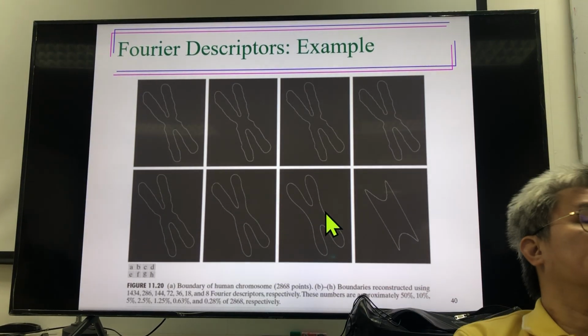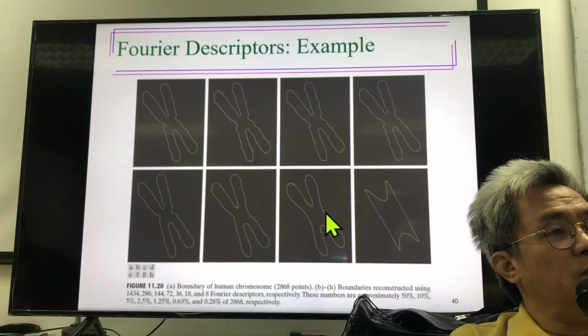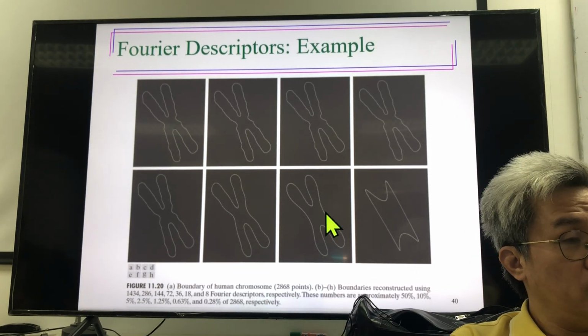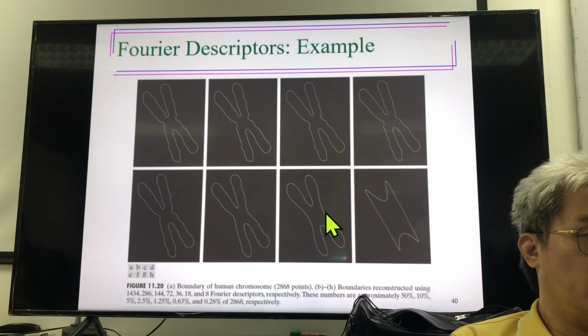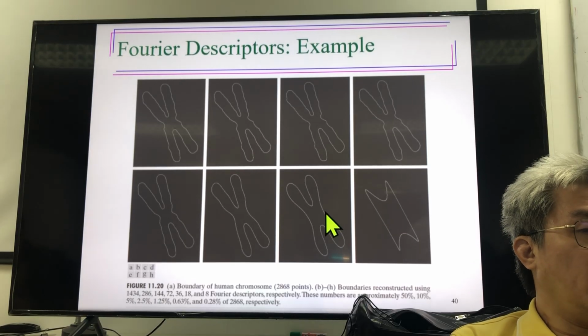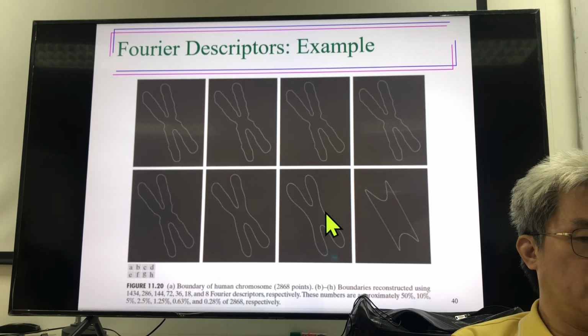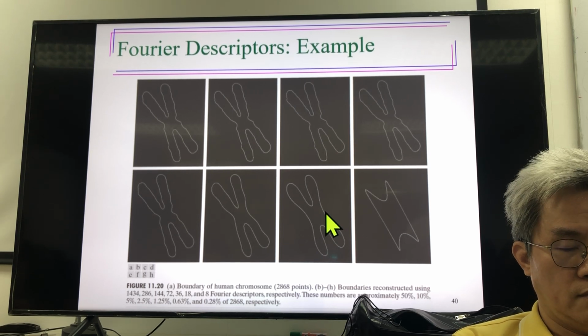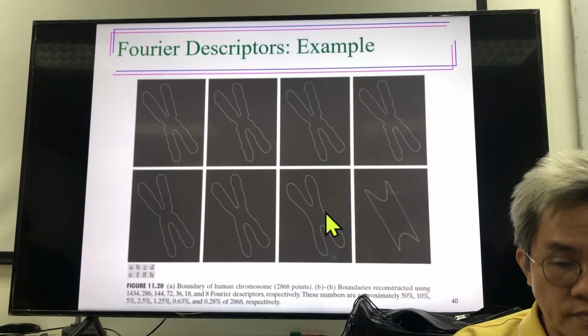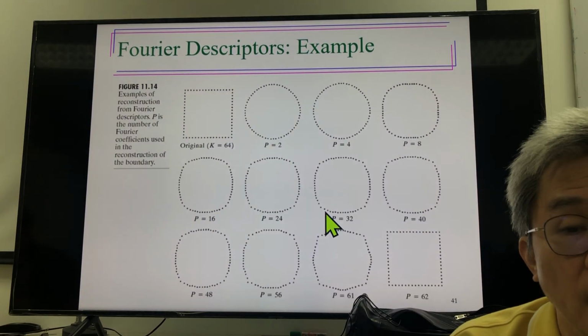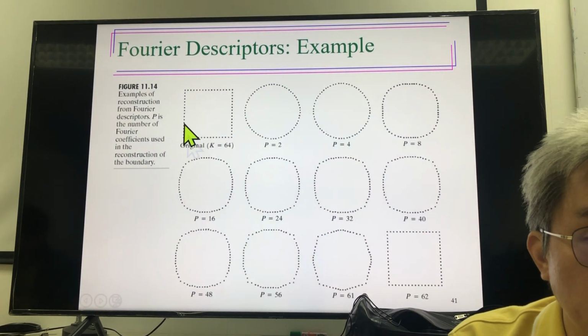How do you know which one is the 0.6%? That means you sum the coefficients, right? AU. Okay, the magnitude AU. Okay. The higher the magnitude of AU, okay, it represents the original more. So this is another way to do, okay?